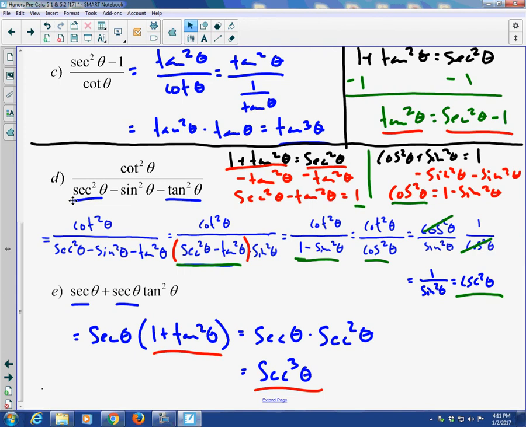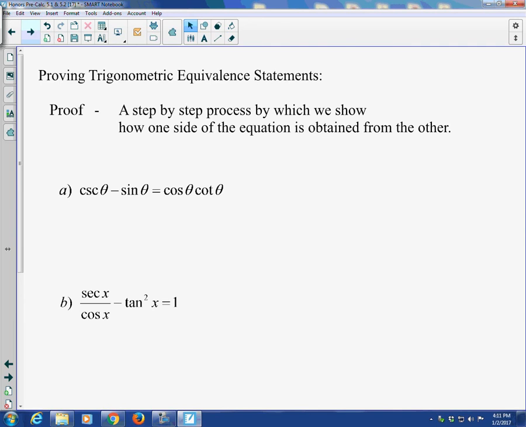All right, guys. So what we're going to do now is move on and look at some proofs. Right here, proving trigonometric equivalence statements. Basically, we're really doing all the same steps we did with simplification, but now we're trying to show that two expressions are equal. And in these proofs, we're going to be using a step-by-step process to show how one side of the equation is obtained from the other.